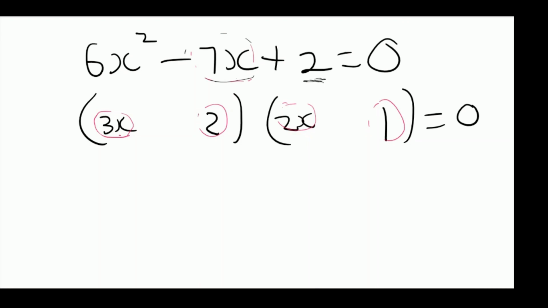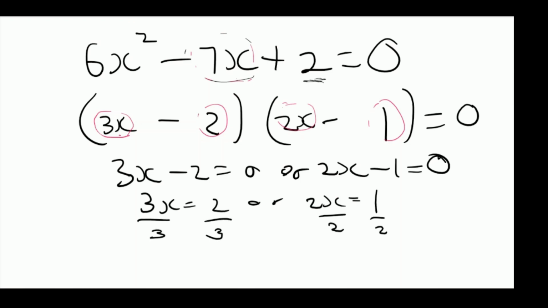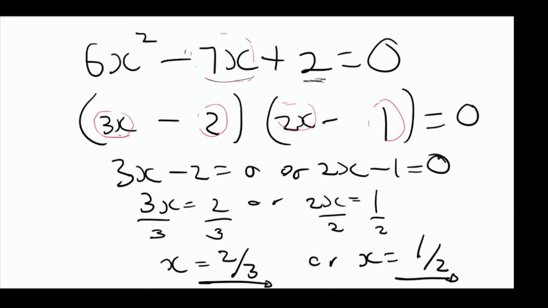Then we put the signs inside, so it's going to be minus here and it's going to be minus here. So 3x minus 2 equals to 0, or 2x minus 1 equals to 0. Transpose the 2 to the other side, you have 3x equals to 2, or 2x equals to 1. Divide by 3, divide by 3. Here divide by 2, divide by 2. So x equals to 2 over 3, or x equals to 1 over 2. So these are your solutions of x.